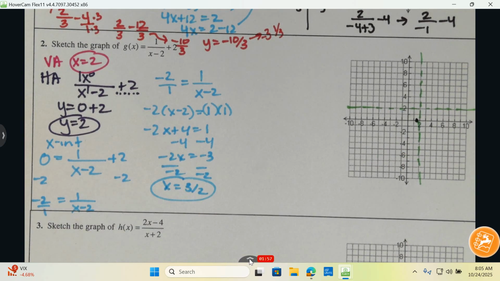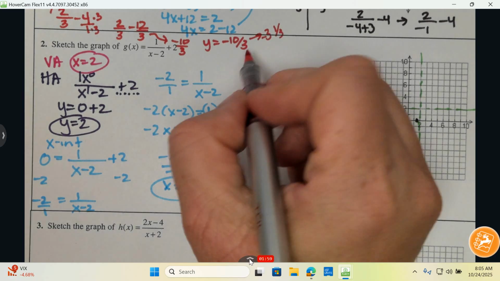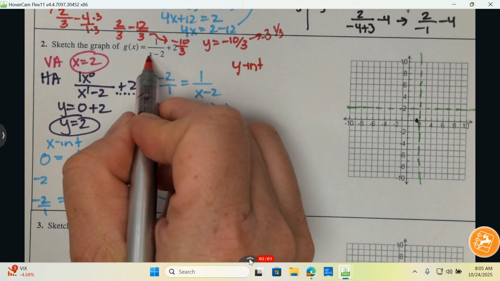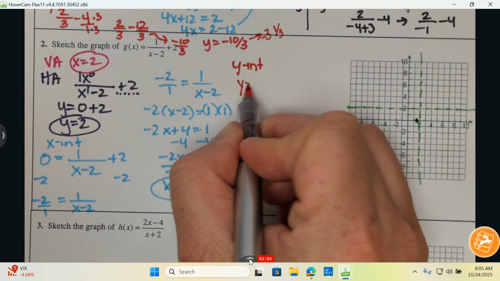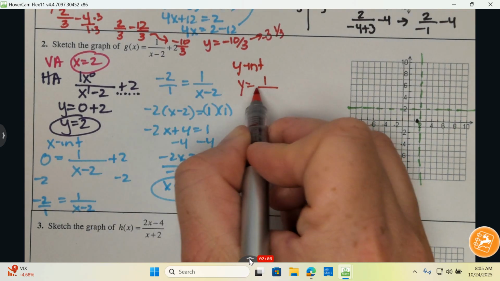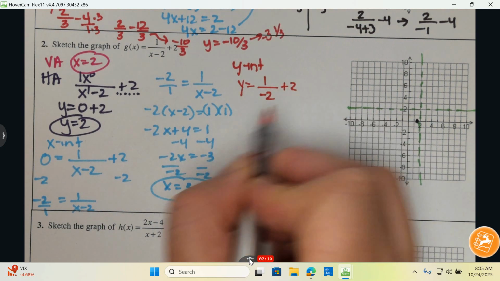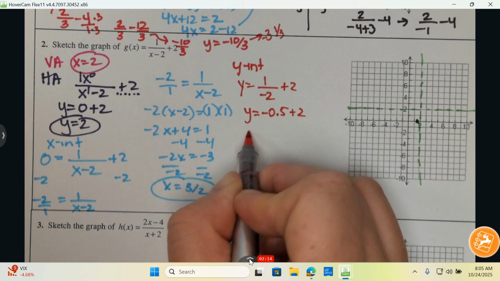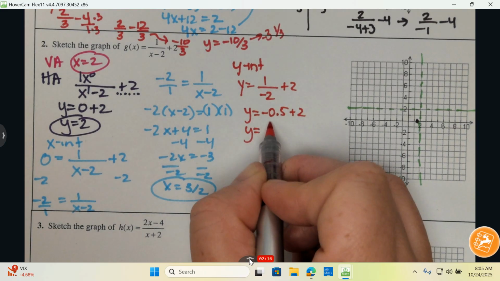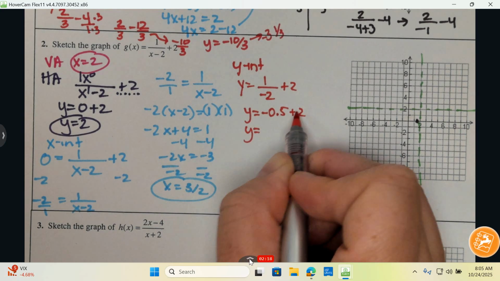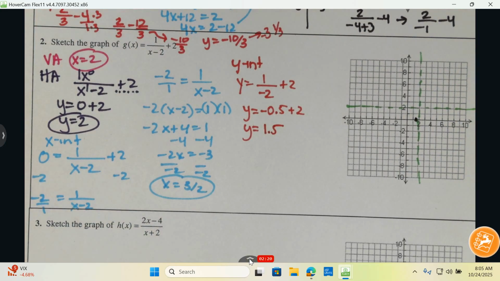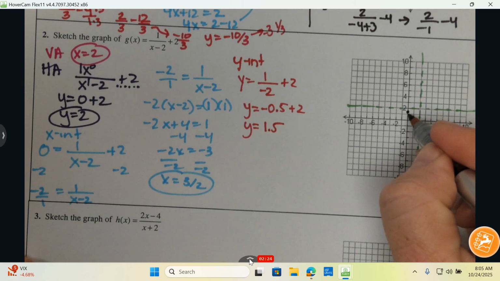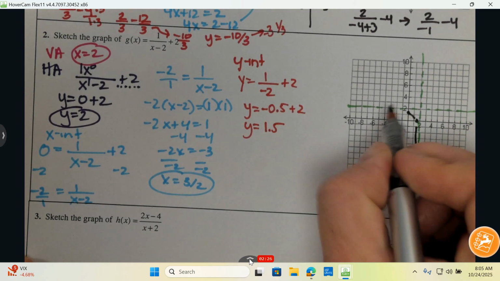And next, let's identify the y-intercept. For the y-intercept, I'm going to make x equals 0. So I have y equals 1 over 0 minus 2, which is negative 2, plus 2. So y equals, well, think of this as negative 0.5 plus 2. You can think of this in terms of decimals if you choose not to do the butterfly method. We end up with a positive 1.5. So I'm going to go to positive 1.5, which is right here. I can see I already have 2 critical points.